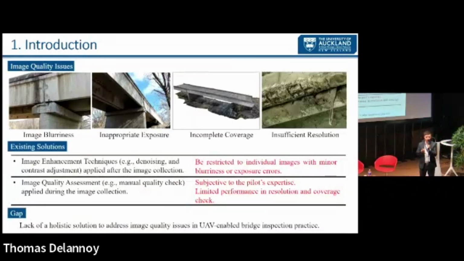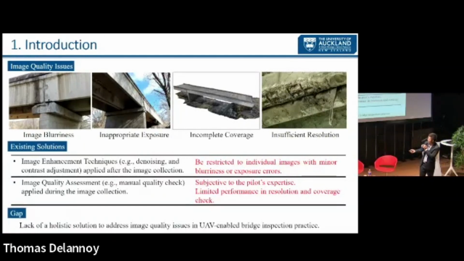But when we are using the camera-equipped UAV, we also observe lots of issues, because the quality of the generated model is very critical for our inspection. If the model is of low quality, the results are not reliable. Some of the issues we observed include blurriness, exposure, and coverage. Sometimes you cannot cover all aspects of the bridge, and the resolution is sometimes not good. Existing solutions include deploying computer vision or machine learning technologies to enhance or correct the issues in images, and you can also manually check those images and redo the flight.